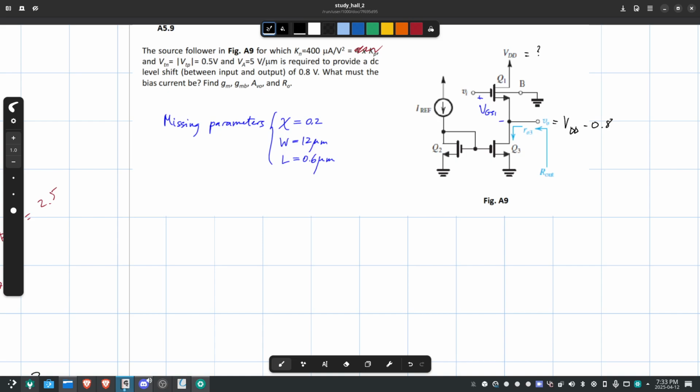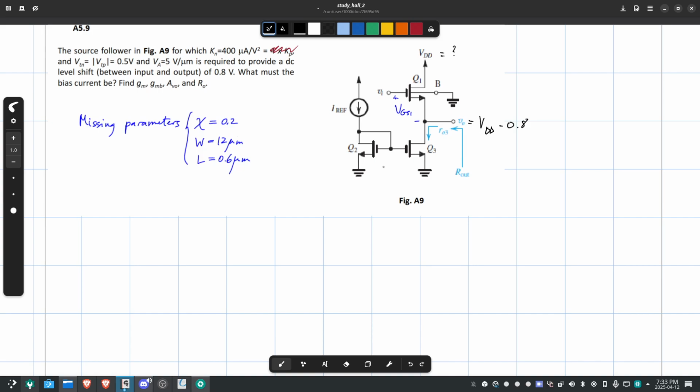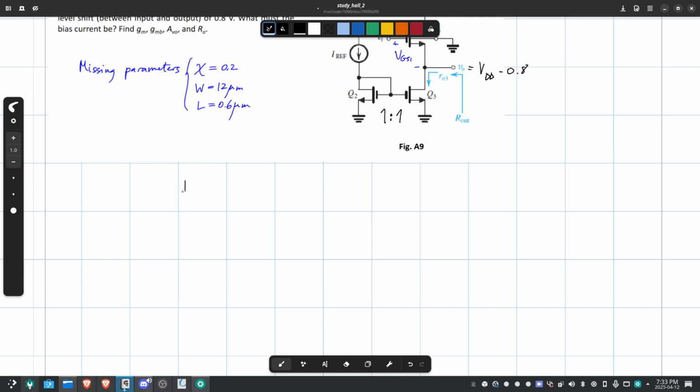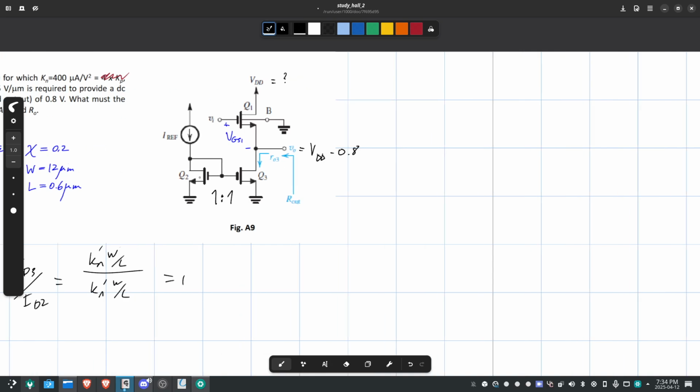Okay. Well, the Kn is the same for all of them, and the W and L are the same for all of them. So we can surmise that this is a mirror, right? Because ID3 over ID2 is going to be Kn' of W over L over Kn' of W over L. These two values are the same, so it's just going to be 1. So this is a current mirror, right? Whatever current is coming down here is the same current that's coming down here.